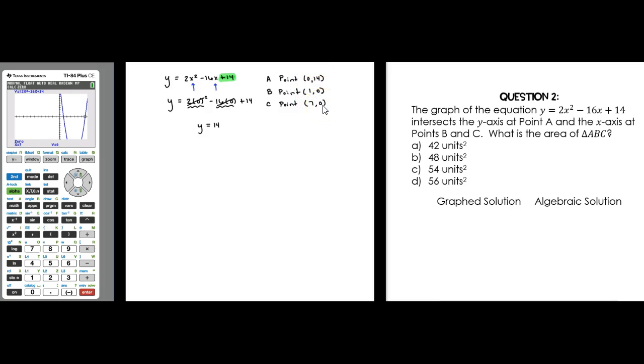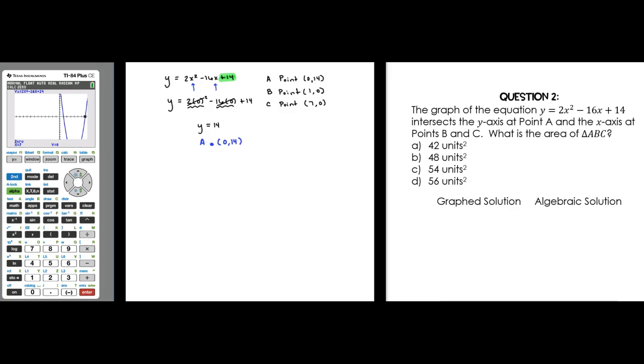Now at this point, it's probably going to be helpful for us to go ahead and just create a triangle on our paper. And we can just kind of plot these points as a rough sketch. It doesn't have to be perfect. I'm going to make a little plot right here, which I'm going to call A, and I'm going to label it at 0, 14.